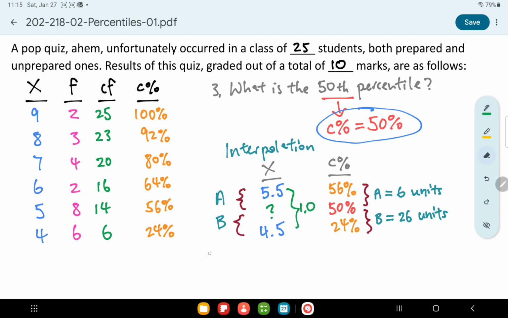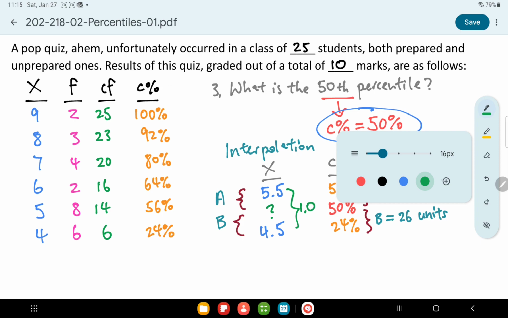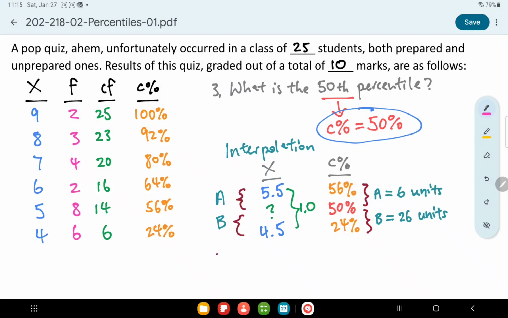What we would do is subtract from 1.000 the number 0.1875. This would give us the relative distance from the number, the question mark, to 4.5.